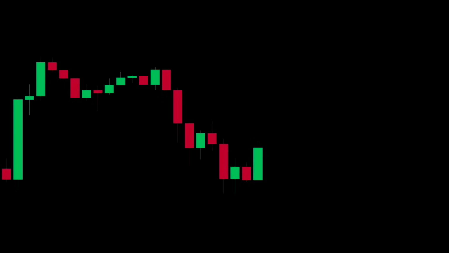However, if you see a valid bullish engulfing pattern form, you can enter a buy position at the close of the large candle, with your stop loss set at the bottom wick of the green candle.